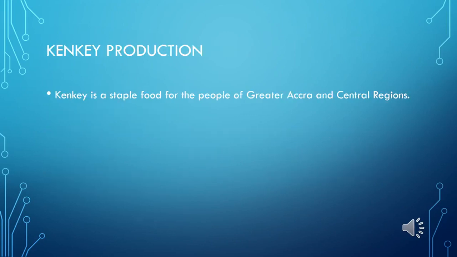Now let's look at one other important production. That is kenkey production. Kenkey is a staple food for the people of Greater Accra and Central regions. We all know and we've all seen what kenkey looks like. Being it fancy kenkey or gakenkey, most of us, kenkey is our favorite food. When we talk of staple food, it's a standard diet in a community or a particular meal that is consumed routinely.